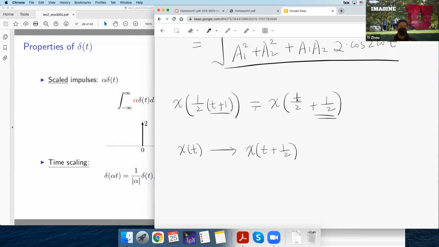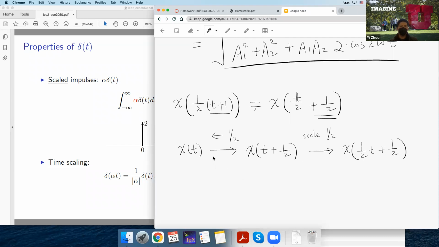And then I just need to further introduce this scaling factor to the t. And this is a standard time scaling. So this is kind of like expanding the time axis by a factor of 2. So then I do this 1 half t. So the time scaling by the factor 1 half.